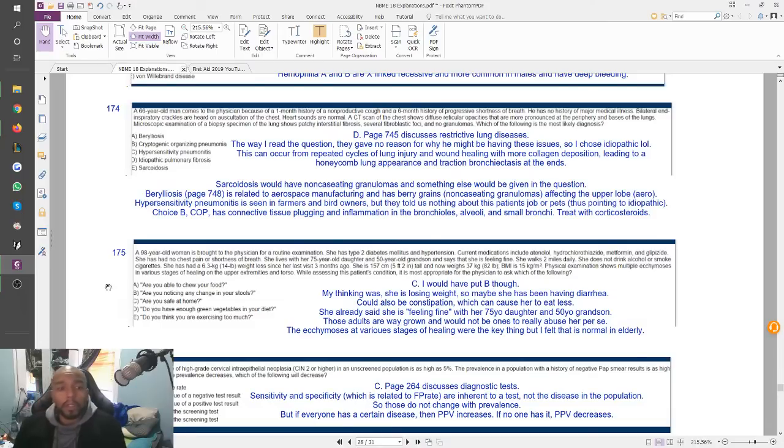I had the wrong mental map as I was reading this question. So my thinking was she's losing weight, so maybe she's been having diarrhea, right? Could also be constipation, which can cause her to eat less. So I was going to put B, right? Are you noticing any change in your stools? That was the answer choice I was going to put, and that was the wrong answer. I chose, are you noticing any change in your stools?